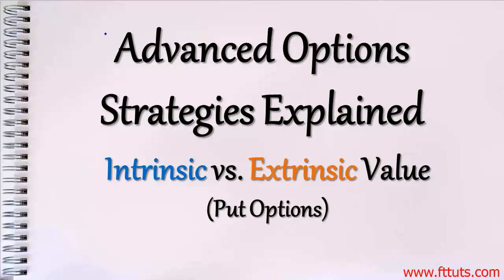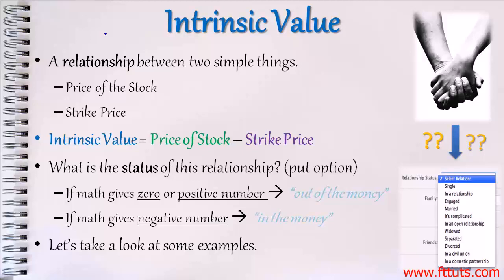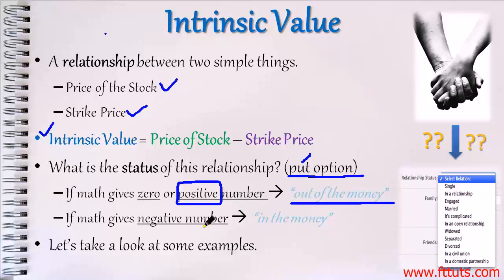Let's take a look at intrinsic value for put options. Like I said, everything is the exact opposite, and as far as the math is concerned, nothing else changes in terms of the equation. The relationship is the same. It just comes down to the math. So when it comes to a put option, if the math gives us 0 or a positive number, remember for calls that would be a negative number, but since we're talking about puts, that would be considered out of the money. On the flip side, if the math gives us a negative number, again, for calls, that would put us out of the money, but because we're talking about puts, a negative number would put us in the money.